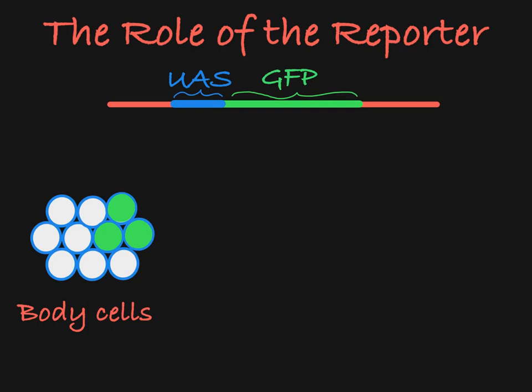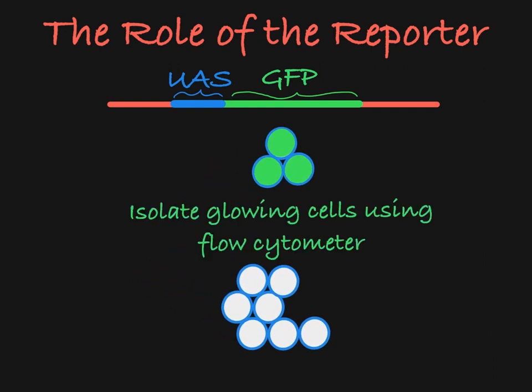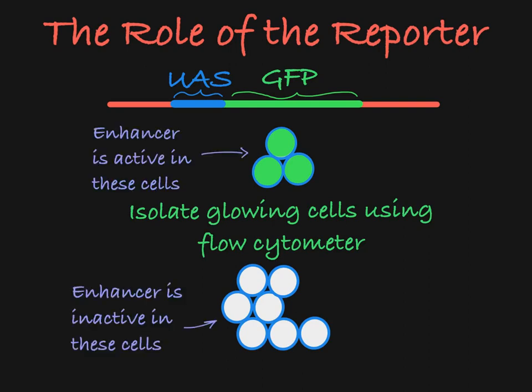You can then directly isolate those cells in a machine called a flow cytometer that selects the glowing cells and purifies them from the non-glowing cells. In this way, you can use the GAL4-UAS system to find out when and where the enhancer that controls GAL4 is active. This gives you insight into when the genes that are regularly controlled by this enhancer are active in the fly.